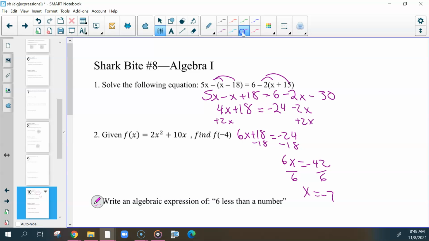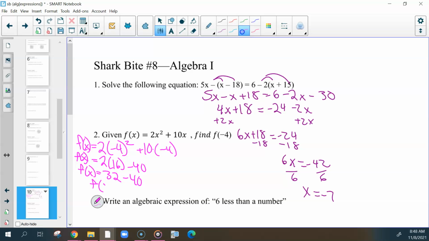For number 2, we needed to put negative 4 in for x and figure out what that is. So that would be 2 times negative 4 to the second power plus 10 times negative 4. You could either put this all in your calculator or in Desmos or simplify it algebraically. So this would be 2 times 16 minus 40. 2 times 16 is 32. So this would give us a negative 8.